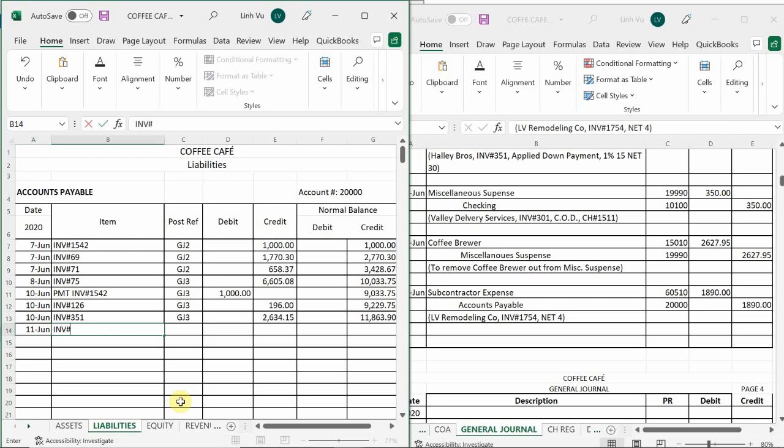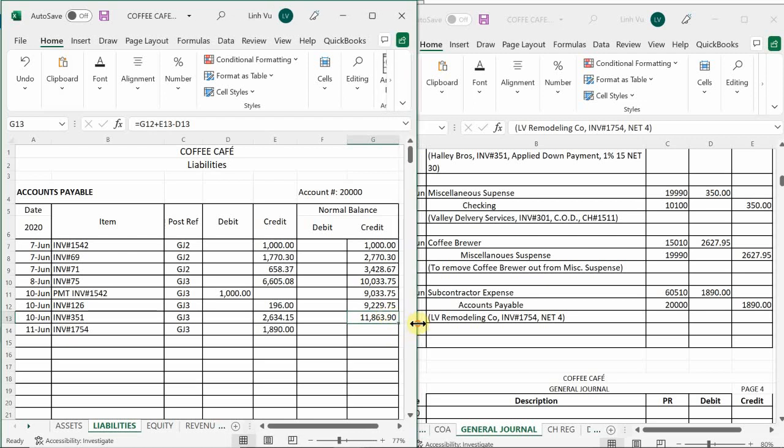So we received an invoice 1754. We increased our liabilities by $18.90. Okay. So therefore, we should have a grand total of accounts payable of $13,173. So definitely not a very good sign because we only had $5,000 in the bank and you owe $13,000.